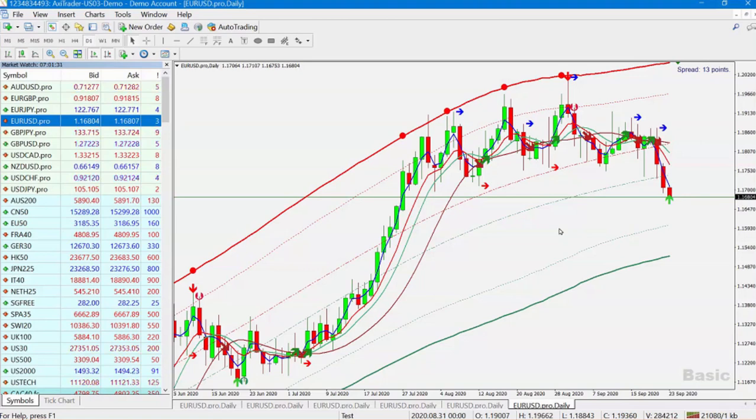Our hour is up. I hope that this has helped you in terms of understanding how to use these indicators in conjunction, as well as correlating with the TradingView chart.